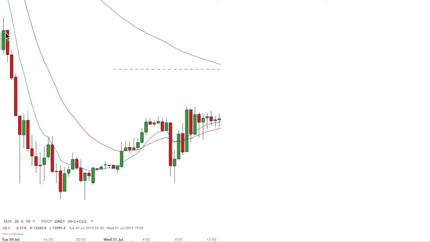So, looking at this chart then, on Tuesday the 30th of July, yesterday, the market plunged down. You can see all of the EMAs are falling out of the sky. There was a huge move down on the morning of Tuesday the 30th of July, and that continued into the afternoon. And then we're getting some consolidation at the bottom here.